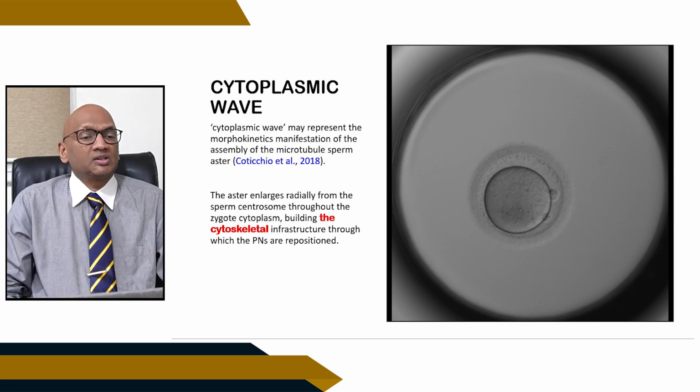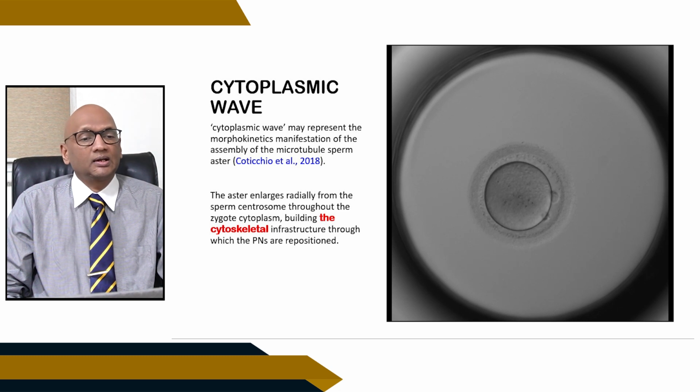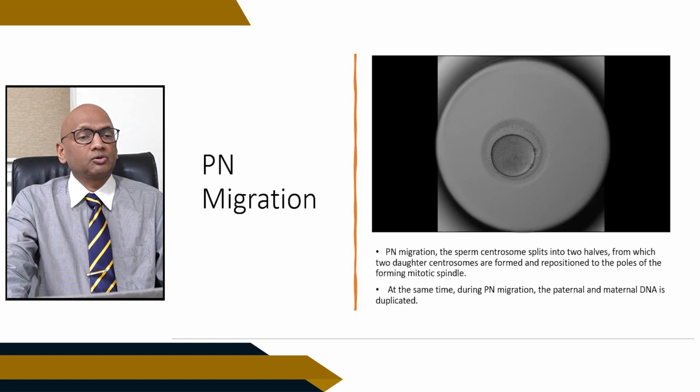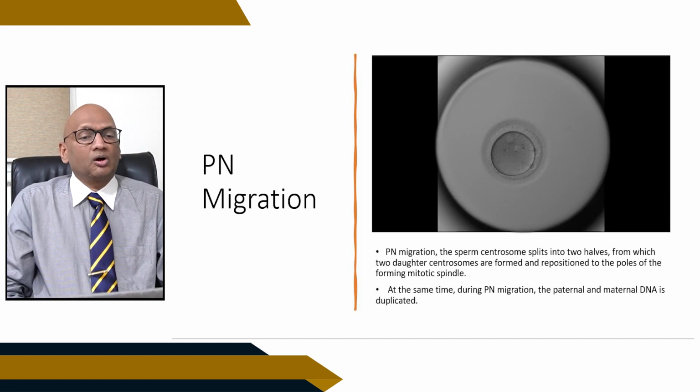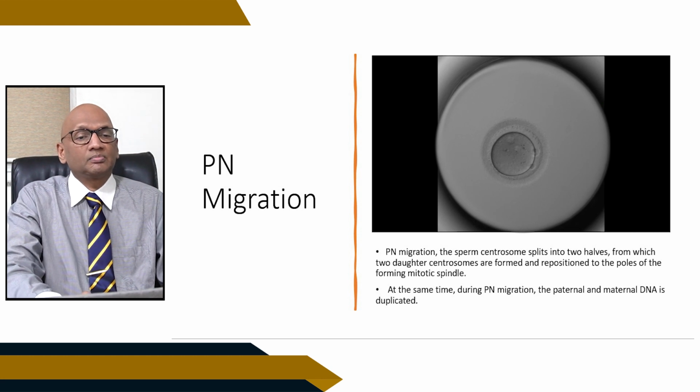In a physiological situation, the aster enlarges radially from the sperm centriole throughout the zygote cytoplasm, building the cytoskeleton infrastructure through which the two pronuclei are repositioned at different points. This repositioning of the two pronuclei is called PN migration. During the actual process of pronucleus migration, as you see in the video, here you are seeing the two pronuclei migrating from the periphery to the center.